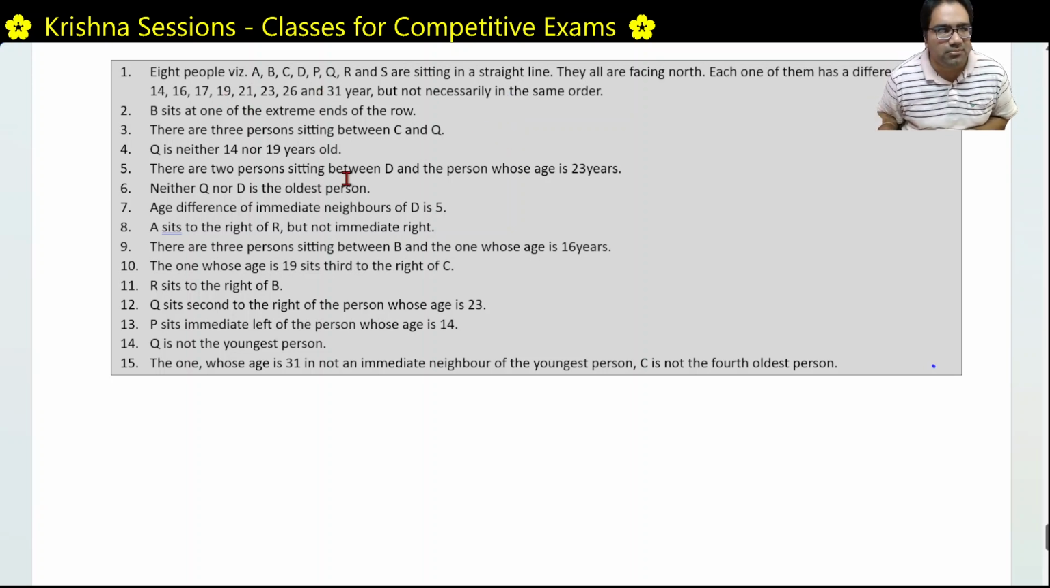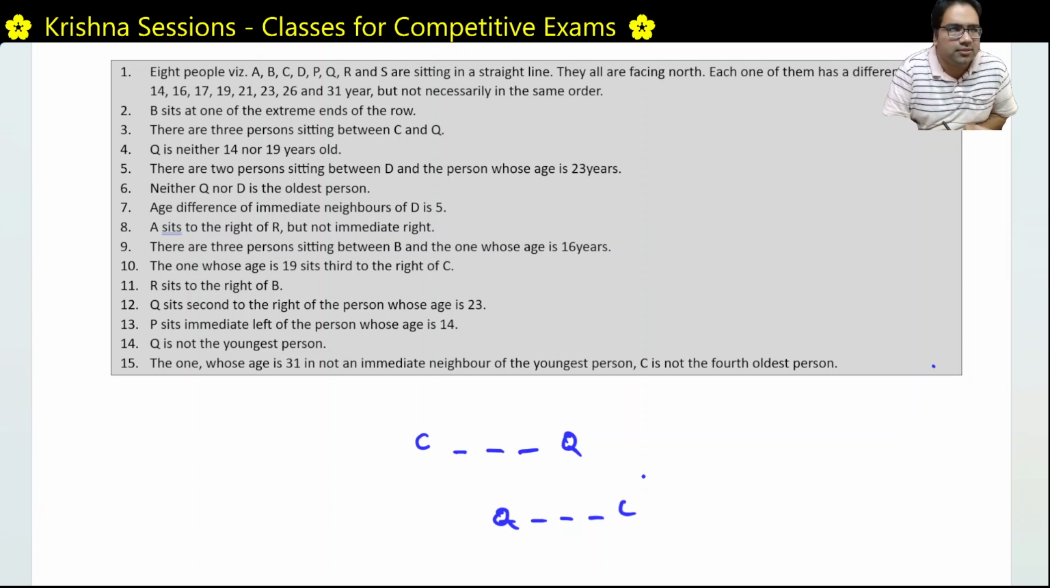So B sits at one of the extreme ends, either the left one or the right one. Now there are three persons sitting between C and Q. Let's start with this one. C, 1, 2, 3 and Q is one way, or Q, 1, 2, 3, C. Both ways are possible, right? Because it was not told whether Q is on the right side or the left side of C. And B sits on one of the extremes, so B can be either extreme in both of these cases. Okay, let's go further.